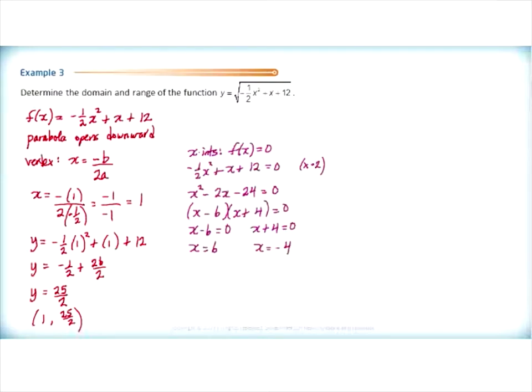Let's sketch the graph of this parabola so that we can clearly identify the domain and the range of the square root function. As you know, 25 divided by 2 is approximately 12.5. So the coordinates of the vertex will be at 1 and 12.5. So we have 1. Let's pretend that 12.5 is here. And that's a maximum point on the graph. 2, 3, 4, 5, and 6 gives us one x-intercept. And negative 4 will give us another one. And this parabola will open downward.